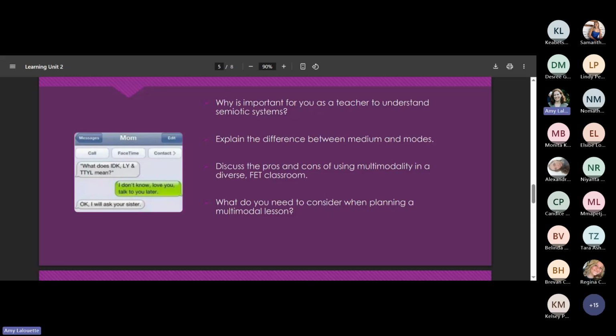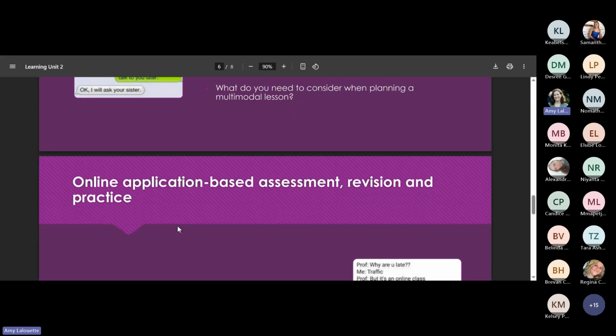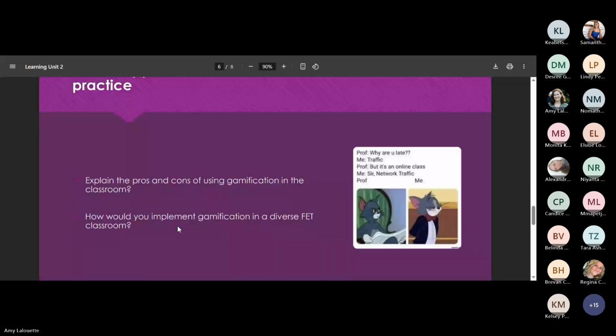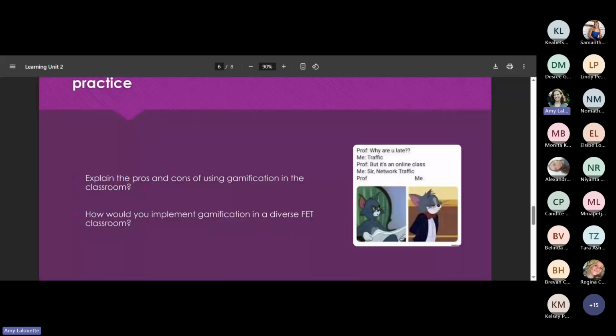Are you going overboard? Are you providing enough to be interesting? Are you catering to different learning styles? So that's just some ideas there. Now, gamification. Does anyone want to take a guess what that is?